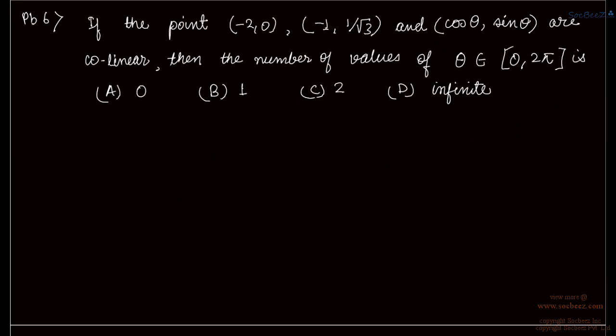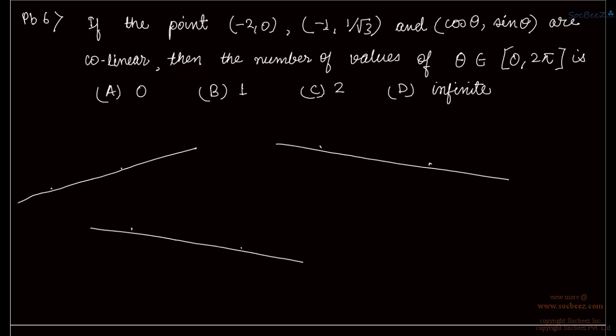So these 3 points are collinear. Collinear means these 3 lie on a straight line. Say 2 points are always collinear. If we have 2 points anywhere, we can draw a line, right? Say here is one point and here is another point. We can draw a line.